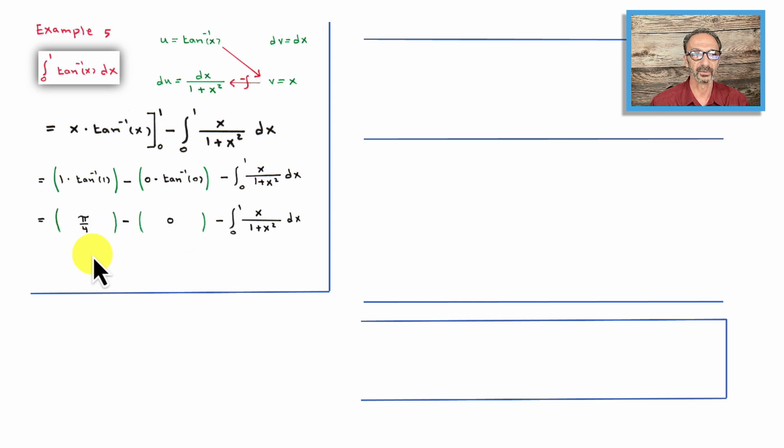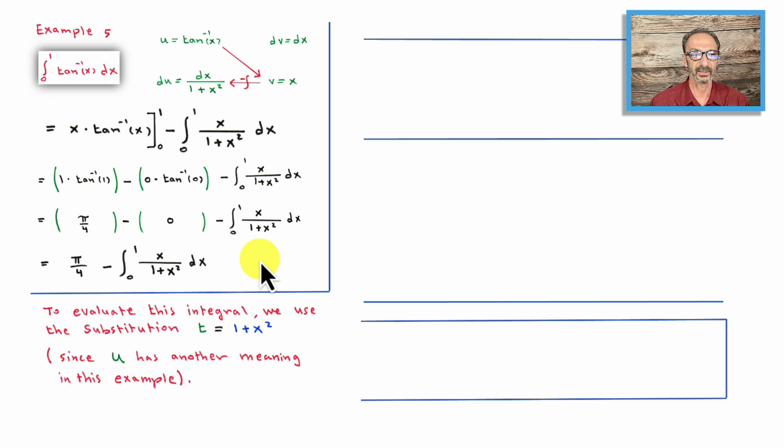So we end up with what? Pi over 4. We don't have to write the minus 0, minus the integration. This integration, we'll take it to the side and finish it.